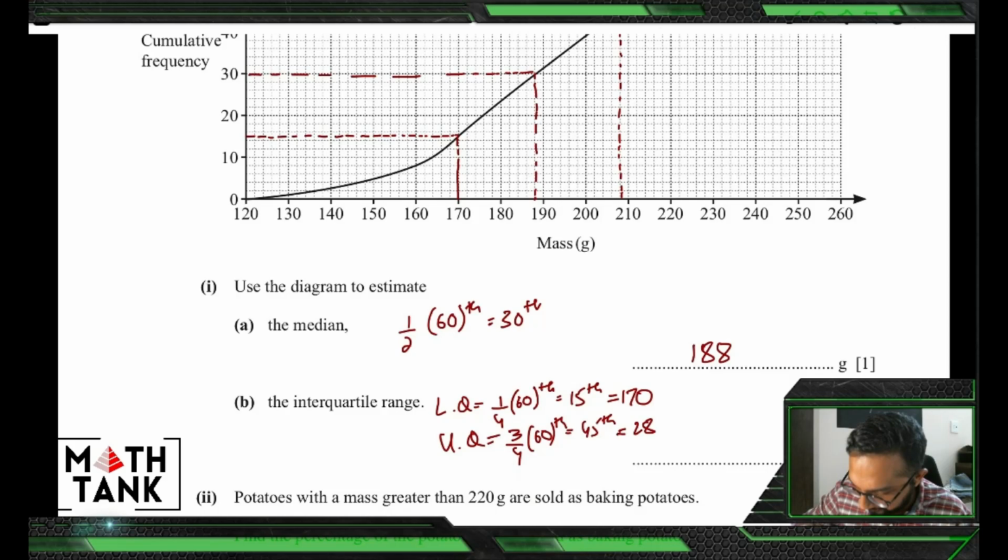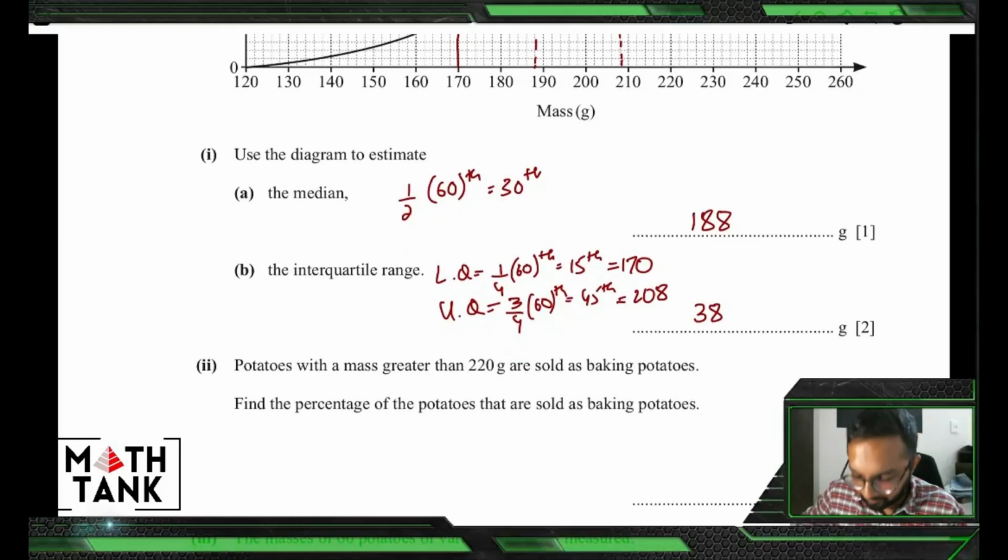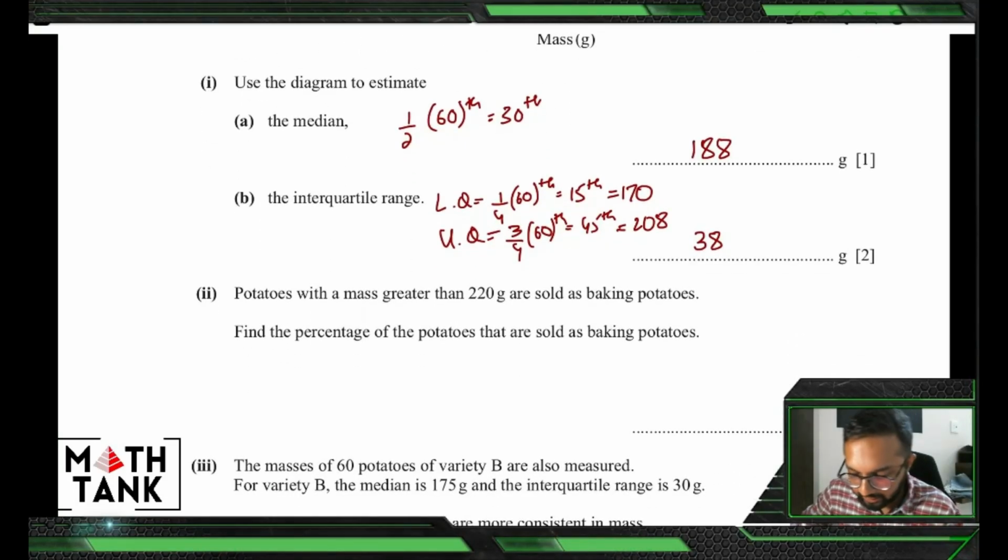$208. So what's the interquartile range? 38. Okay, potatoes with a mass greater than 220 grams are sold as baking potatoes. Find the percentage of potatoes that are sold as baking potatoes. So greater than 220 grams.